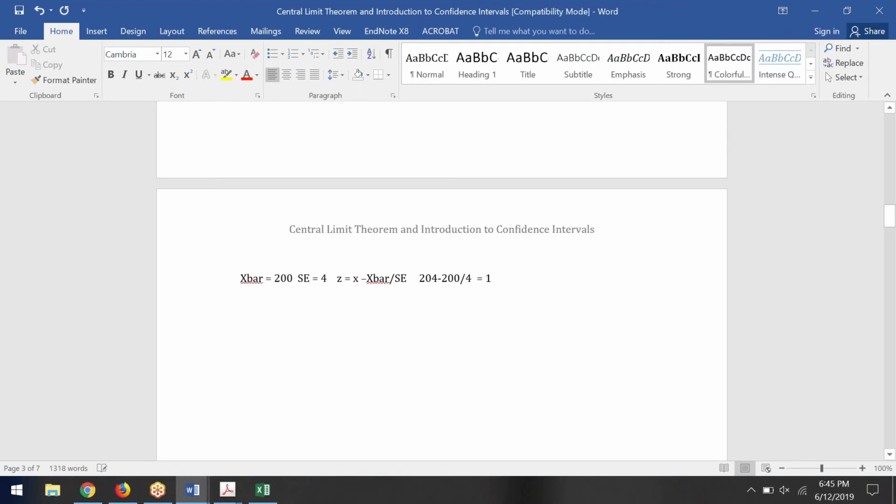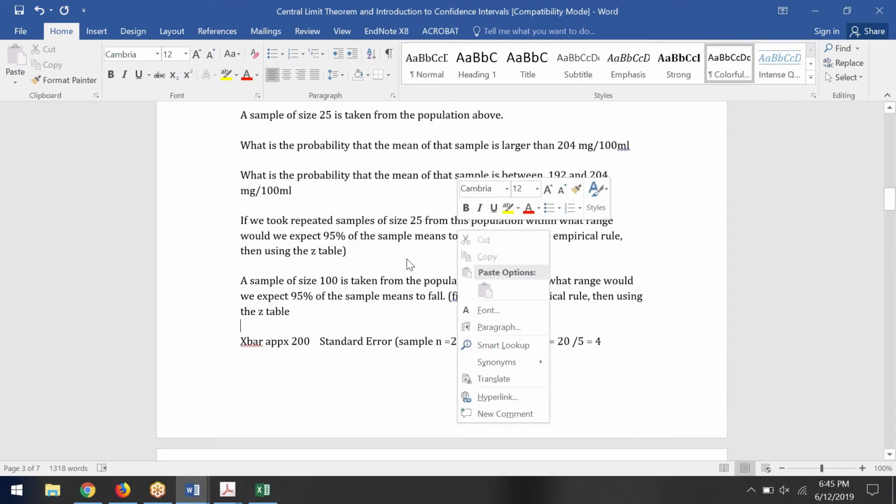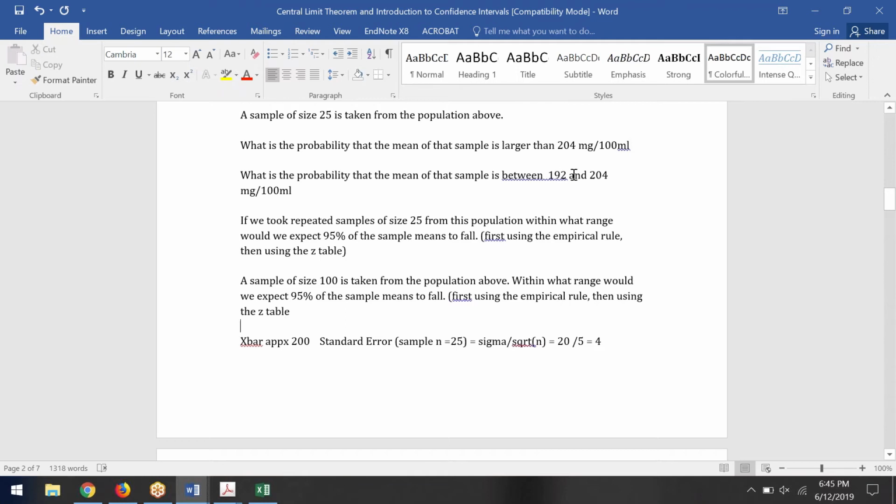Okay, well, what about 190? I'm going to just interpret this for us. So what's the probability we would get a value between 192 and 204? Well, we know that 16% of the possible sample means are above 204.